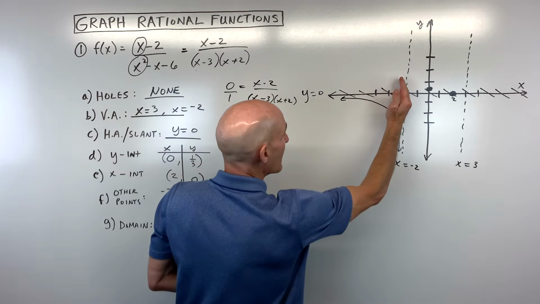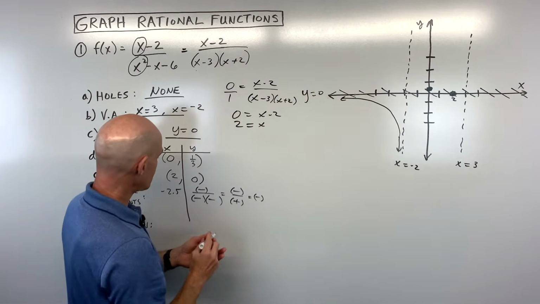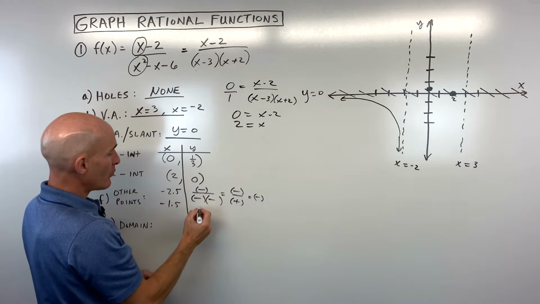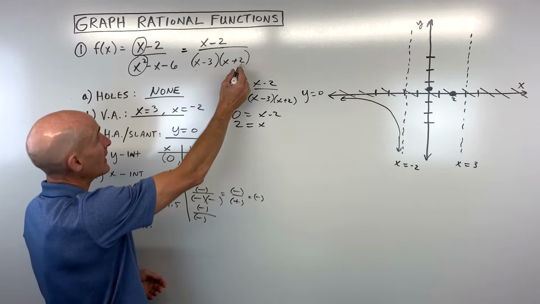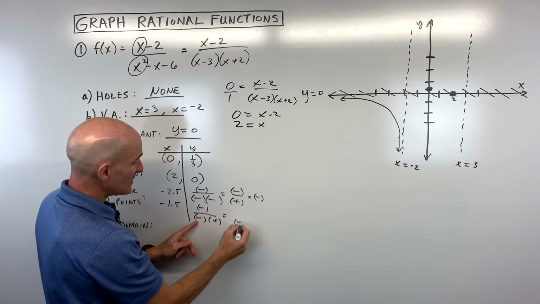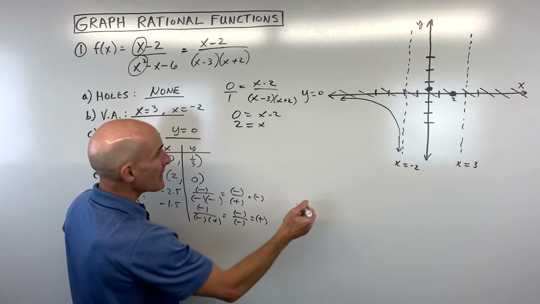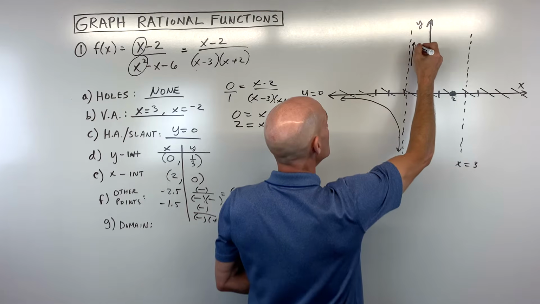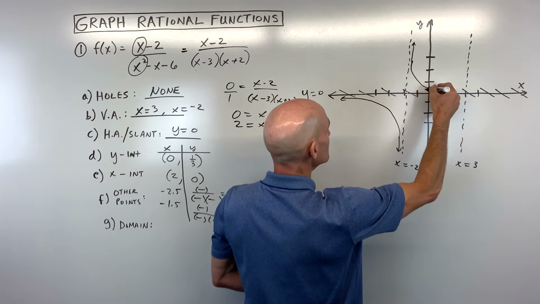Now let's pick a point on this side of the vertical asymptote. Maybe let's do negative 1.5. So if we plug in negative 1.5, we get a negative 3.5, a negative 4.5, and a positive 0.5. So now look what we have. We have a negative times a positive, which is a negative in the denominator. Negative divided by a negative is a positive. That tells us when we're approaching this asymptote from this side, it's going up towards positive infinity. So here you can see the graph kind of looking like this, right?